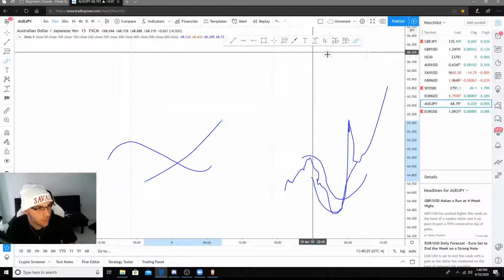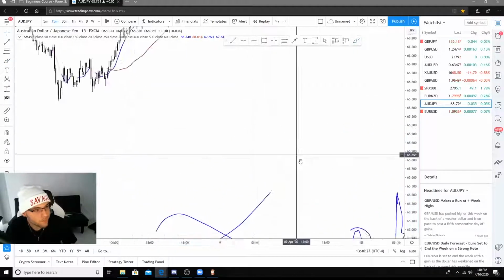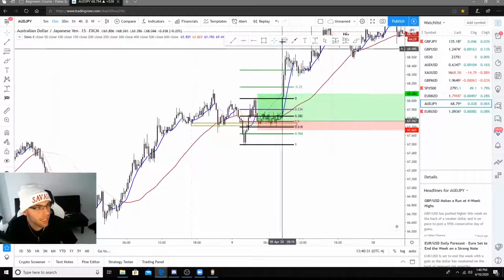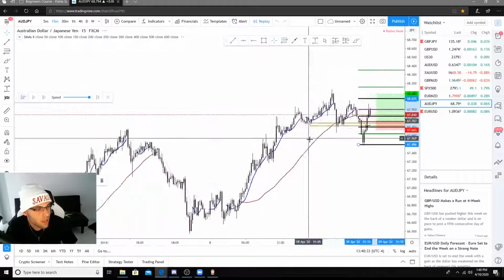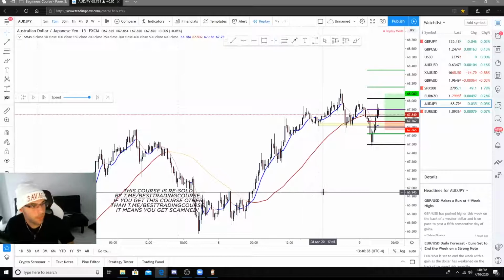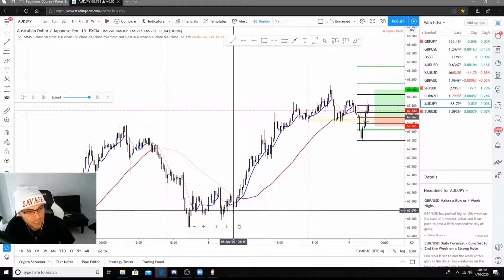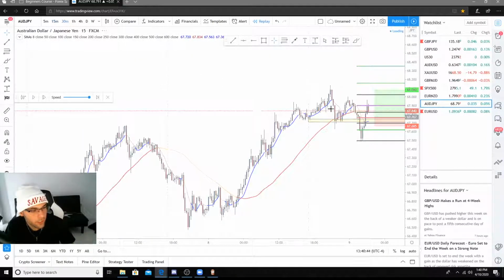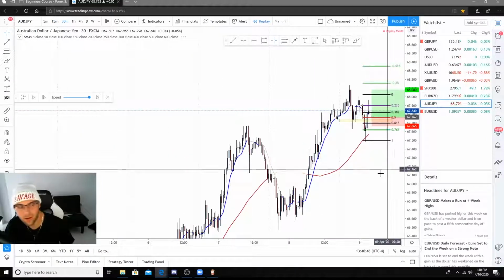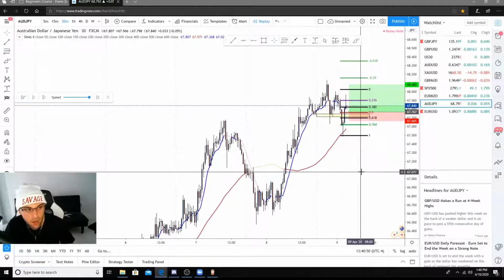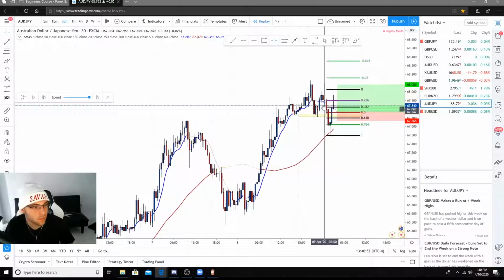So let's clean this up a little bit and I'm going to show you an example. This is the 15-minute chart, but it's just a good example. We have the SMA crossover. Now let's go to the 30-minute. Remember, we're always looking at all our time frames together. As you can see, it crossed very aggressively on the 30-minute also.